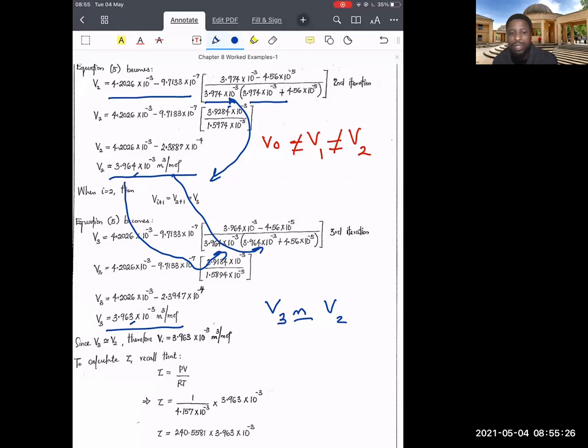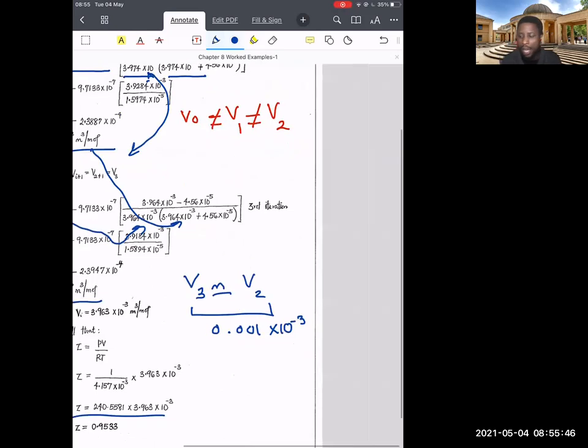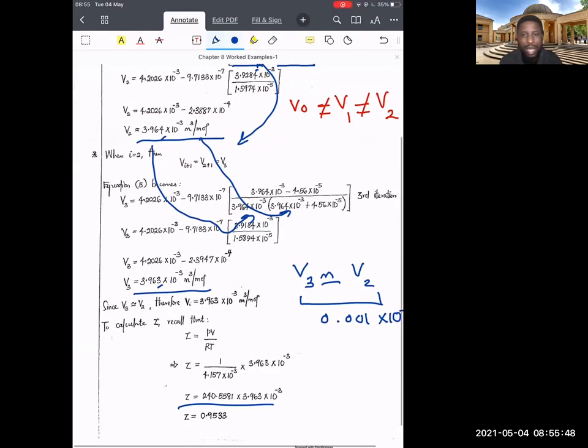Remember, it's to 10 raised to power minus 3. So it's like saying it's 0.001. So the difference between these two is 0.001 times 10 raised to power minus 3. If you put that out, that is quite negligible. So that's how we got our Z there. So that's how we solve that.